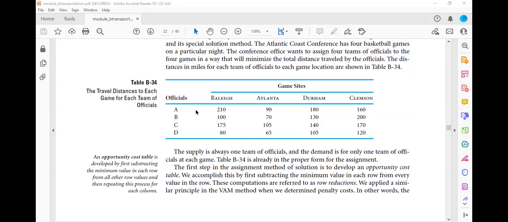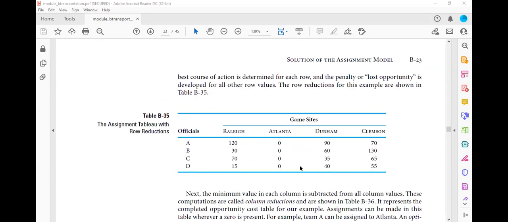So ipaprioritize mo ngayon si A sa Atlanta. So you will subtract 90 to all the entries in row A. Sa row B, nearest din siya sa Atlanta. So you will subtract 70 to all the entries in B. You do the same for the succeeding rows. And this is what will happen. Ang problema, lahat sila, pinakamalapit sila sa Atlanta.